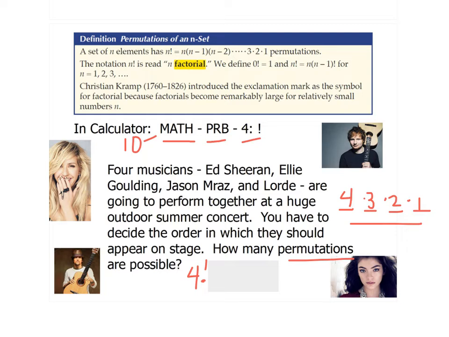Either one is okay to use, but you're going to want to use the factorial if the number is really large, so you're not having to type in all those numbers step by step. 4 factorial is 24. So there are 24 possibilities.